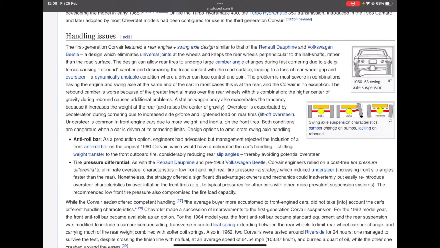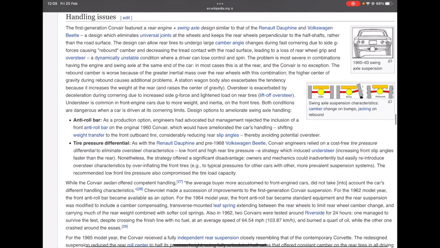And the Corvair is no exception. The rebound camber is worse because of the greater inertial mass over the rear wheels. With this combination, the higher centre of gravity during rebound causes additional problems. And if you've got the station wagon, you've got even more weight over the back.